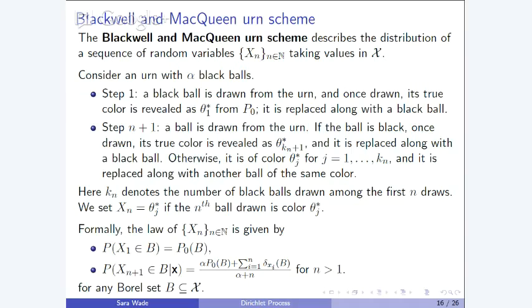At stage n, I now have alpha plus n balls in my urn, and the probability that my next sample is in the set B is just, well, if I draw a black ball, again, my realized color will be in the set B with the prior, with our base measure, the mass of the base measure at B, or if any of my colors that I put back into the urn are in the set B. So that's the number of previous samples where the samples are in some set V.